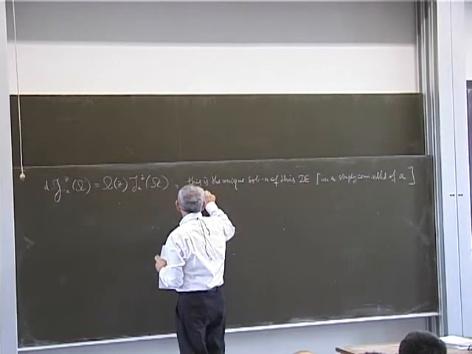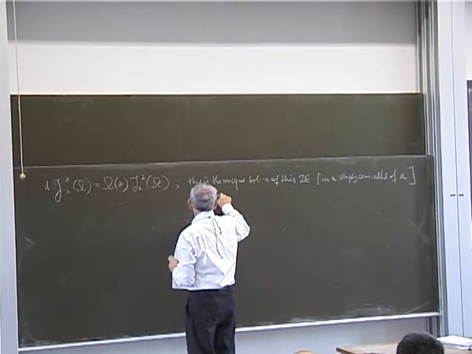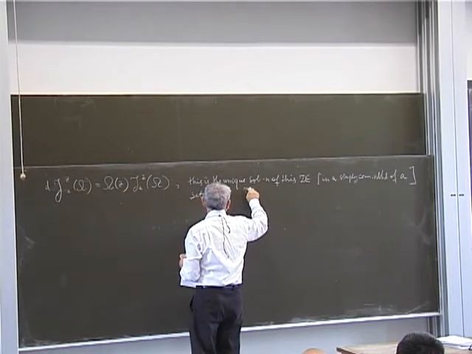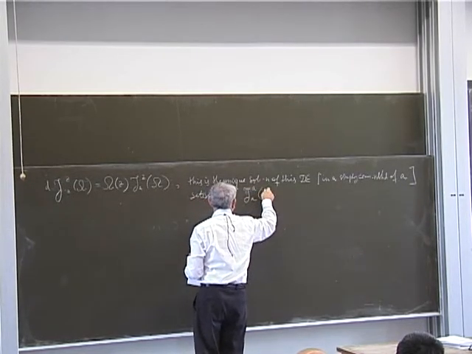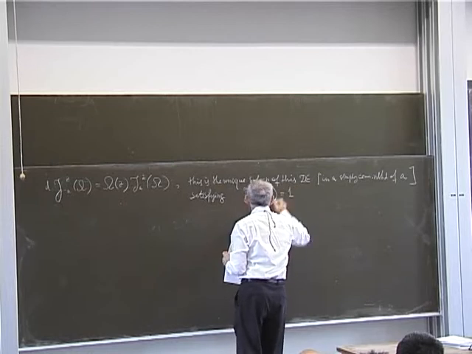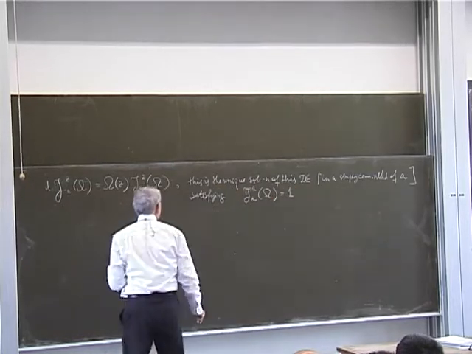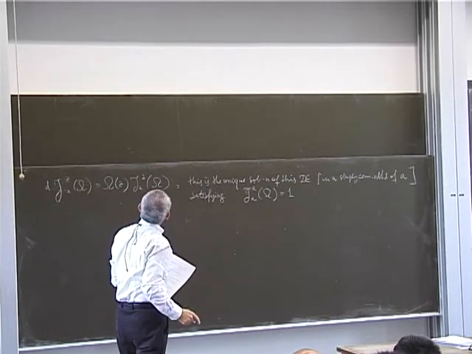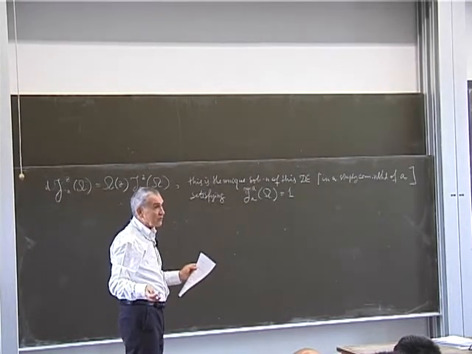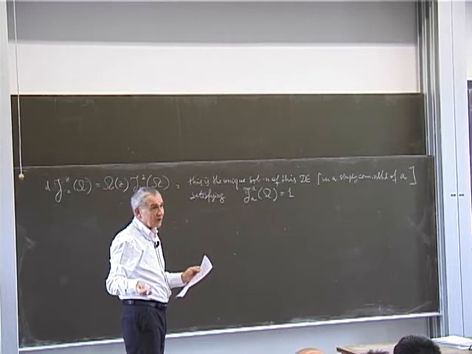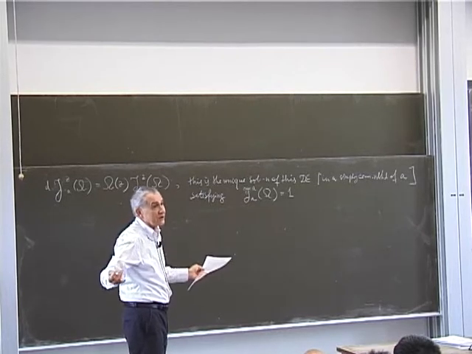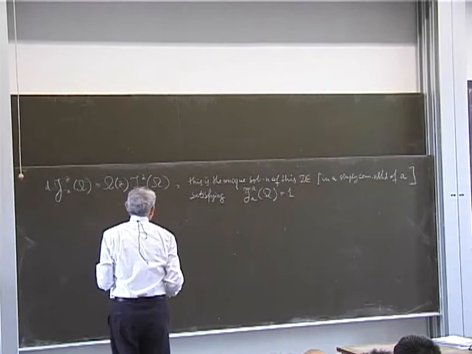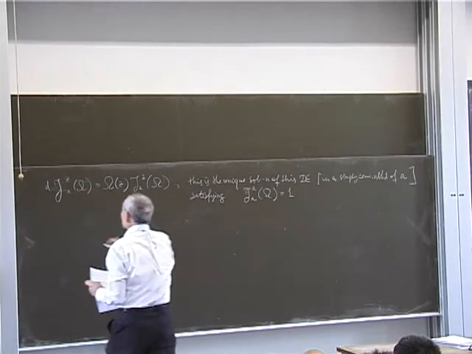satisfying the initial condition G(A,A) equals 1. Well, 1 because then only that 1 before the whole sum survives. Everything else becomes integral from A to A, and this is 0. Okay.